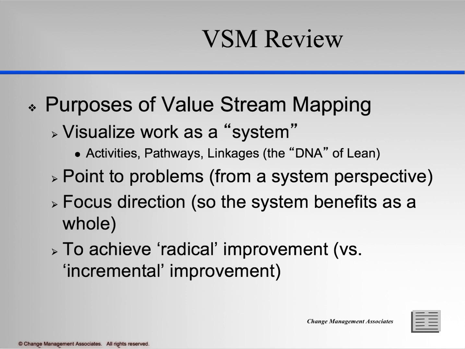Getting the work and the flow of work visible is a necessary first step to improving it. Some in the Lean community have referred to the DNA of Lean that consists of activities, pathways, and linkages. For those of you who have mapped in the past, you well know that value stream mapping makes all 3 of these very visible. A value stream map with its icons and data can help point to problems from a system perspective. Which problems are most important to the overall system? Value stream maps can help an organization answer this important question and therefore provide much needed direction.